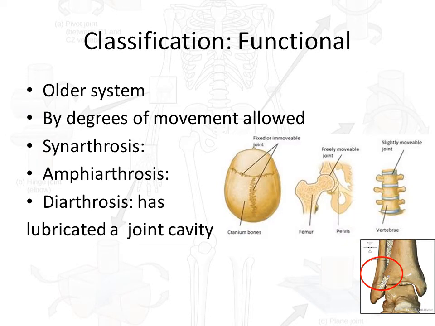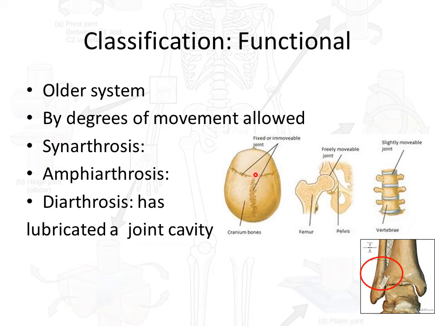Okay, so there's a couple different ways that we can classify joints. The older system of classification is called the functional classification system. What we see there is a few different types. The three names are synarthrosis, amphiarthrosis, and diarthrosis joints. Diarthrosis are the joints that we typically think of when we think of joints. They have a lubricated joint cavity, and then synarthrosis is quite a bit different. That's when we talk about, like, the cranial bones, these bones coming together that are completely fused and there's no movement. So that's what synarthrosis means.